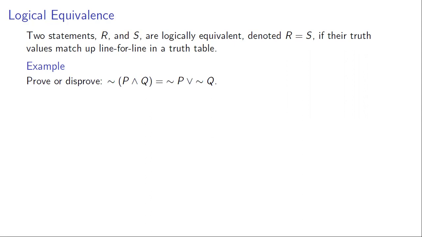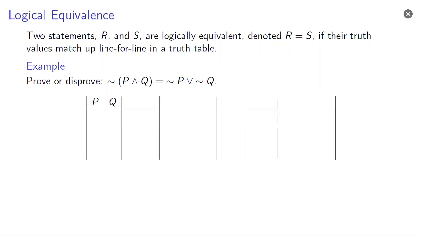Here's an example. We want to prove or disprove: is this statement logically equivalent to this statement? We have two variables, P and Q, so we put them down. Now we're going to have to figure out the results for this and the results for this. We'll do it in one big table.